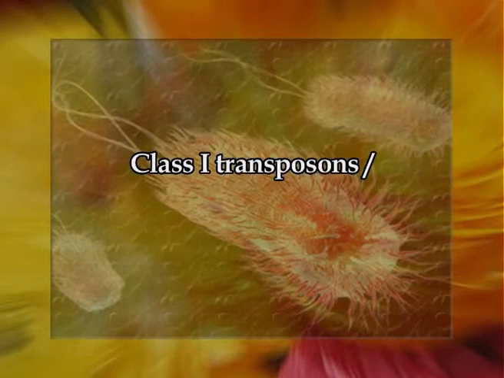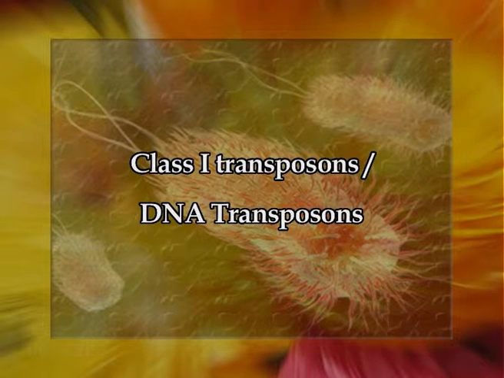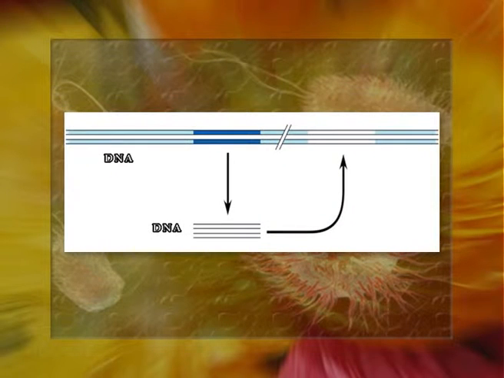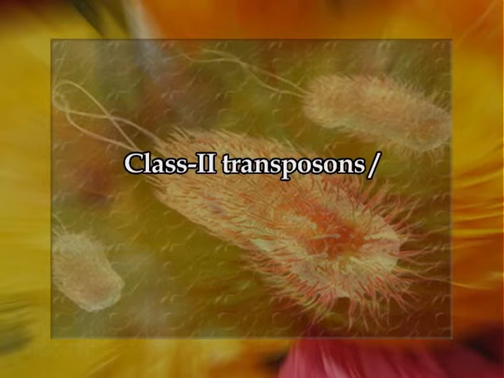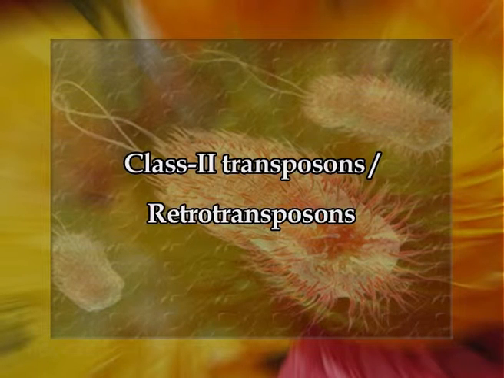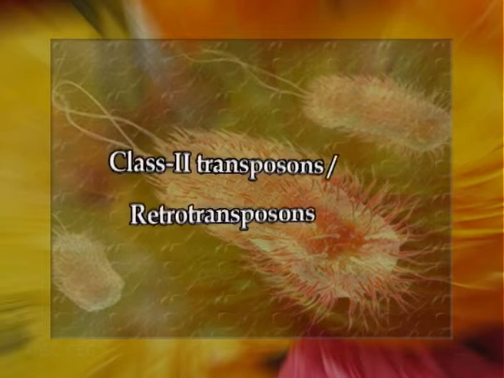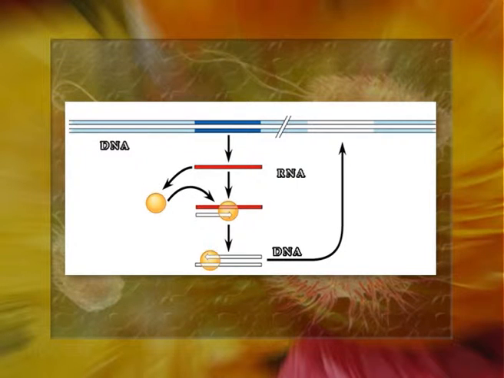Class 1 transposons are DNA transposons, which consist only of DNA that moves directly from place to place. Class 2 transposons are retrotransposons, which first transcribe the DNA into RNA and then use reverse transcriptase to make a DNA copy of the RNA to insert into a new location.